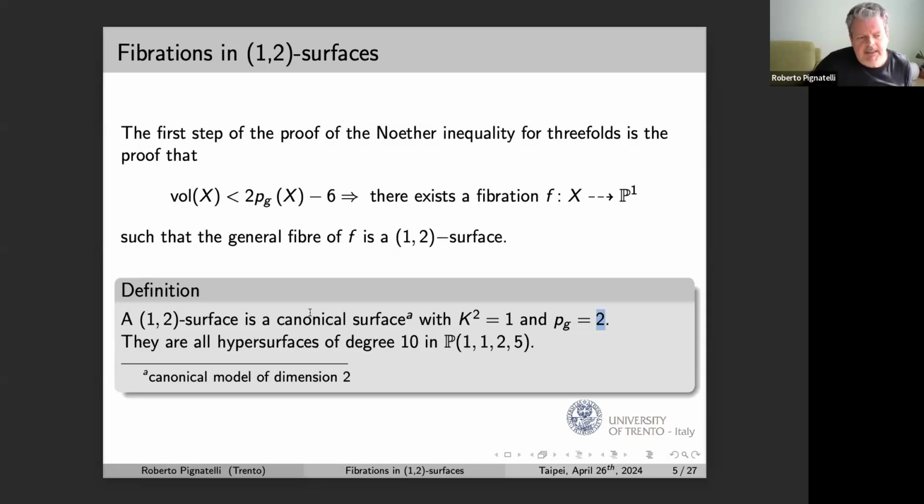considering how important they are, because they are simple divisors in a weighted projective space. You take a projective space with weights 1, 1, 2, 5, which are weights we are going to see a lot during this talk. You take a general hypersurface of degree 10, in fact any hypersurface of degree 10 which has at worst canonical singularities, is a surface with volume 1 and genus 2, and they are all the canonical models of surfaces with volume 1 and genus 2.